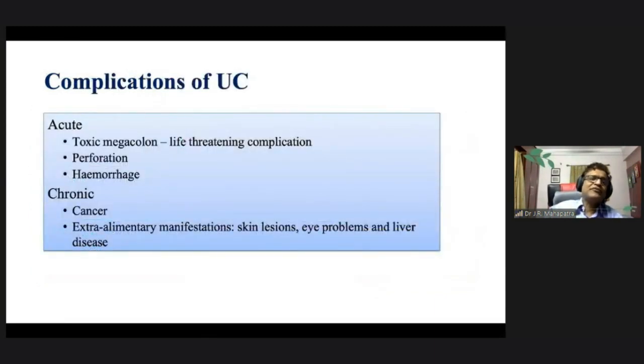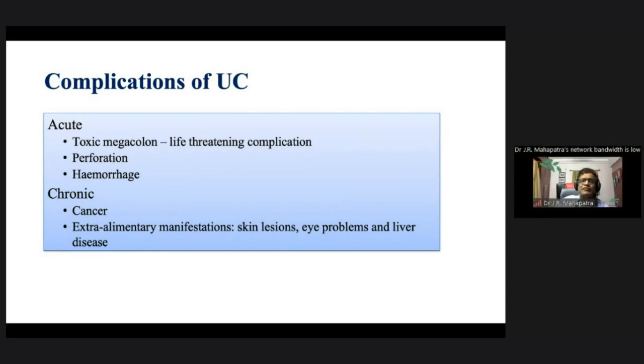So complications could be acute, like toxic megacolon. These are the indications for surgery: toxic megacolon, perforation, and hemorrhage. In some forms of hemorrhage, a mild form, you can start with intravenous treatment, but in severe hemorrhage, there can be consideration for surgery. What are the chronic complications?